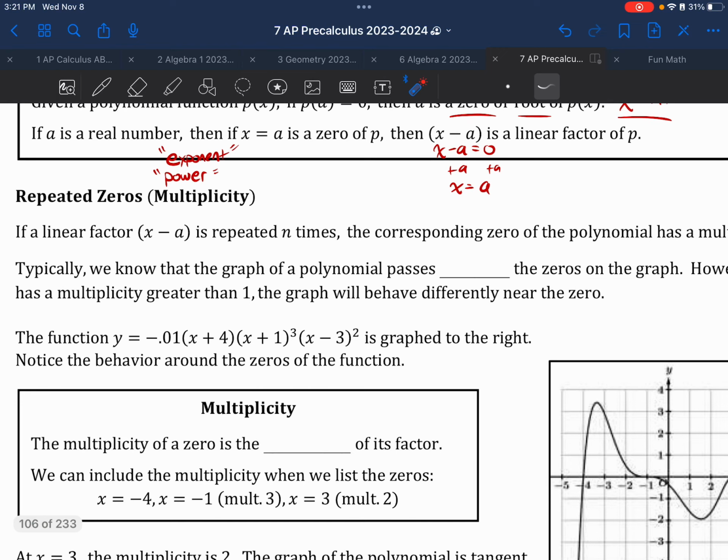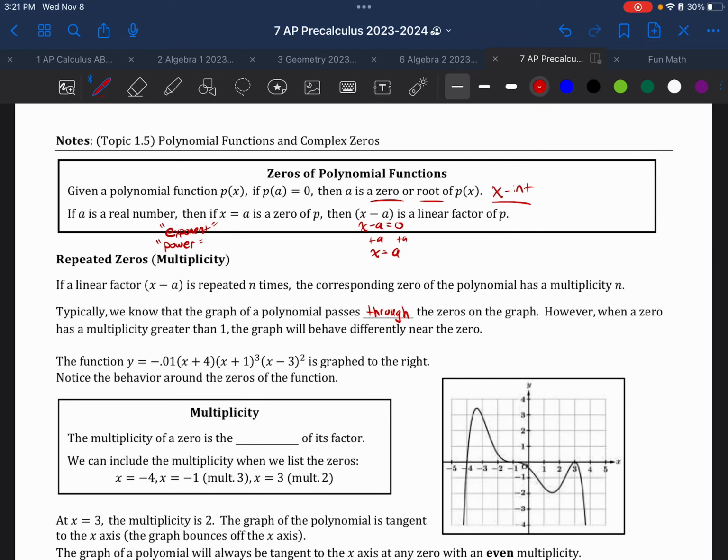So far, so good. Typically, we know that the graph of a polynomial passes through the zeros on the graph. However, when a zero has a multiplicity greater than 1, the graph will behave differently near the zero. If I have a multiplicity of 2, 3, 4, a power of 2, 3, 4, something weird will happen.